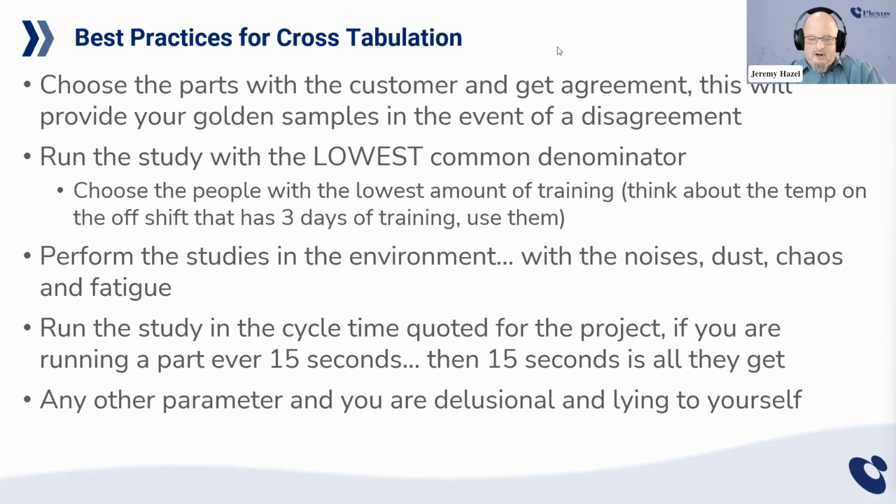The way that it works for best practices, this is over 20 years in the field here. When I start looking at visual inspection, you're going to need golden samples as part of PPAP. Choose the parts with the customer. Get agreement on what is good and what is bad, because you're going to need those visual standards for the IATF. You're going to need the golden samples, let's say, as part of PPAP. And these will be what you come back to if there's a disagreement.